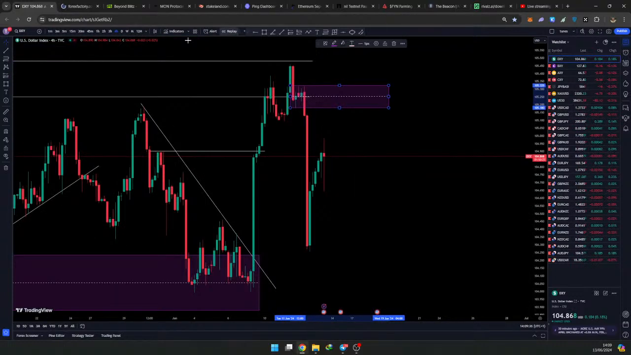So we had the PPI release, that was around 1:30 p.m. All that being said, I was just watching out for this zone. I'm watching out for price to come up into this zone, and then we move from there. So I hope that is clear for DXY.